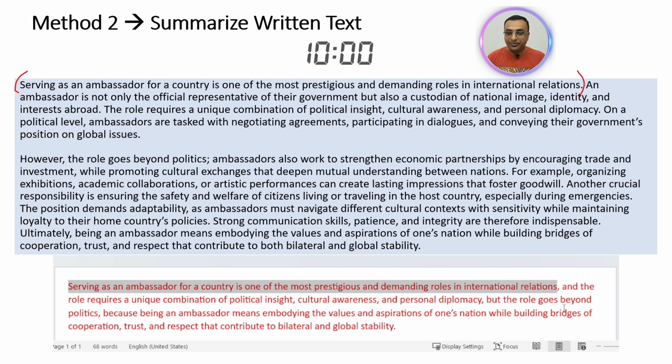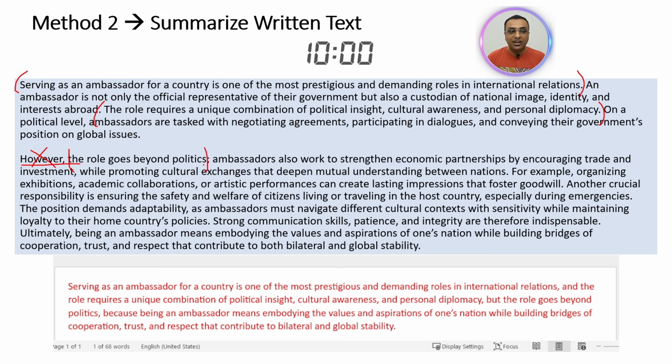Up until here, I've put a punctuation after relations and then used an and, which is a conjunction. The role requires a unique, so on and so forth, up until diplomacy. The sentence is over here. After this, I have put a punctuation, but the role goes beyond politics. If you see over here, however is given. I have not used this however. Instead, I've used the word but, the role goes beyond politics.